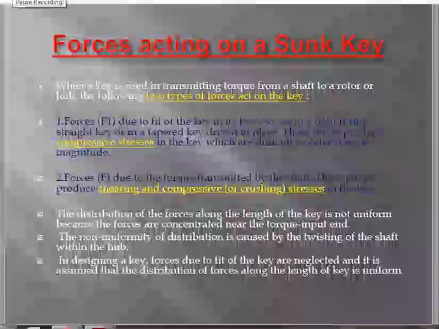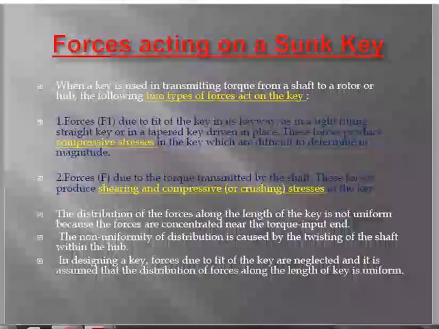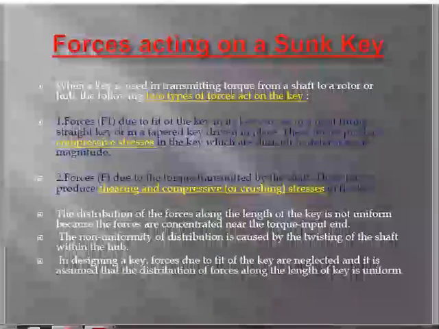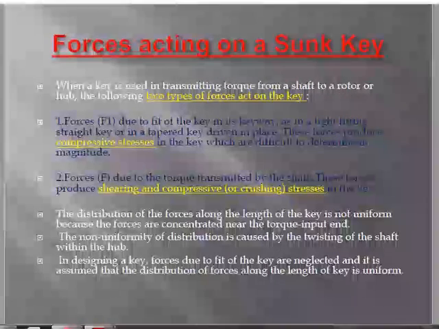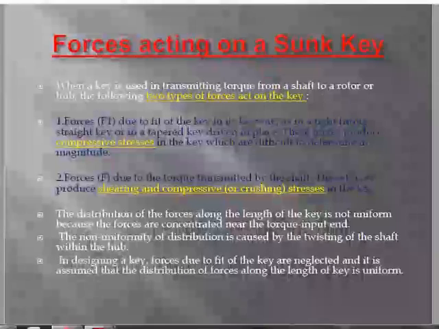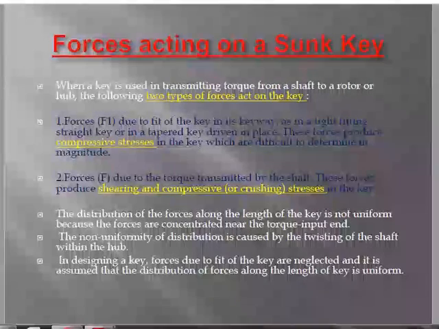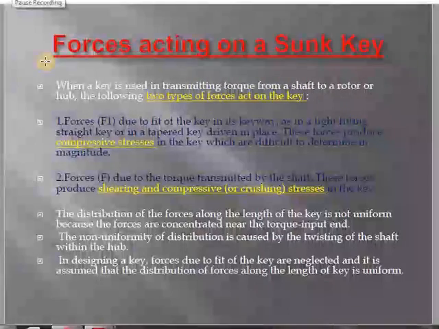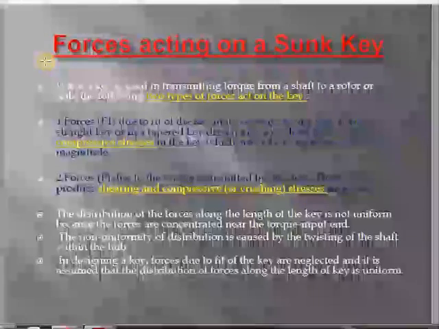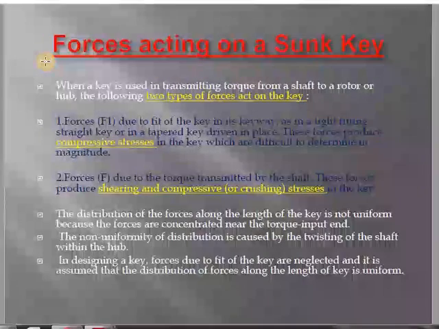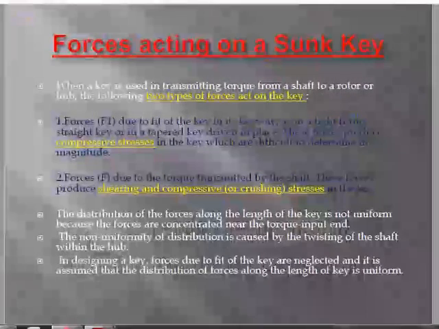The distribution of the forces along the length of the key is not uniform because the forces are concentrated near the torque input end. The non-uniformity of distribution is caused by the twisting of the shaft within the hub. So in the design of keys, forces due to the fit of the key are neglected and it is assumed that the distribution of forces along the length of the key is uniform.